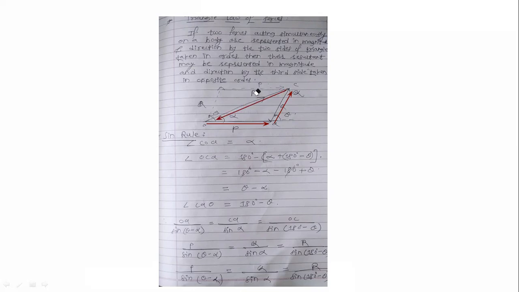But what you have to do, you have to erase this and you have to redraw it in the opposite direction. Then we will get the resultant R here. So this is nothing but your triangle and it represents the triangle law.